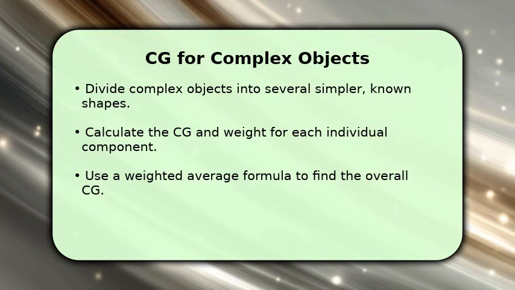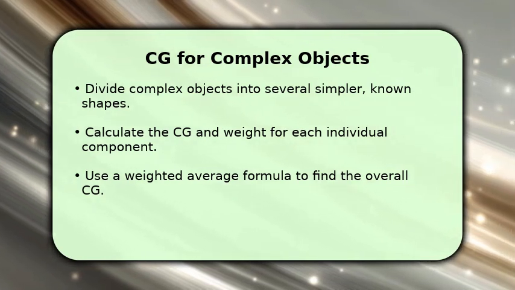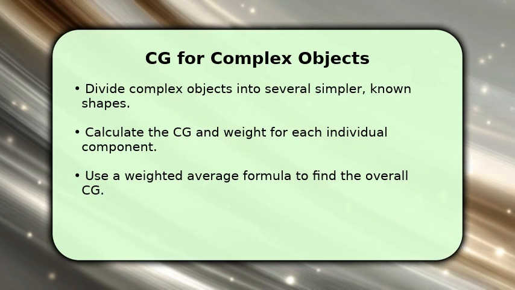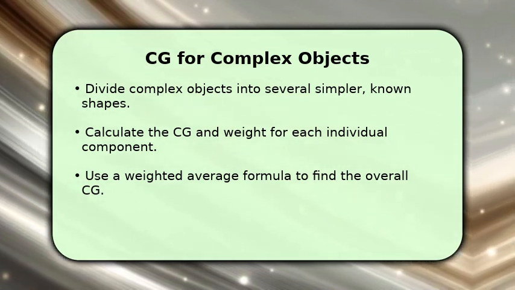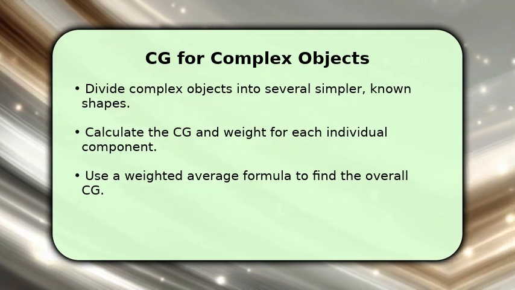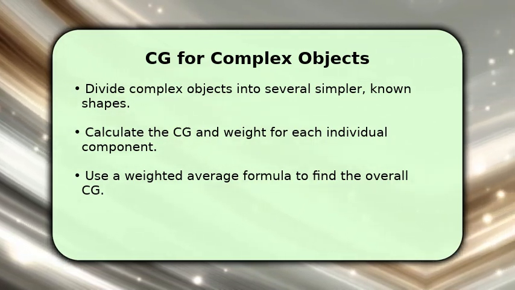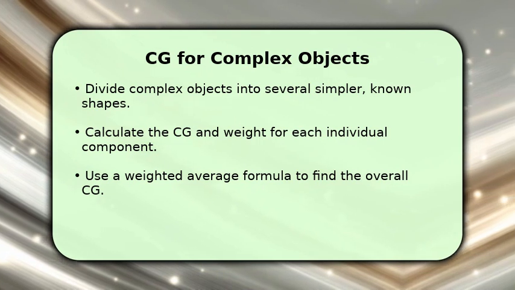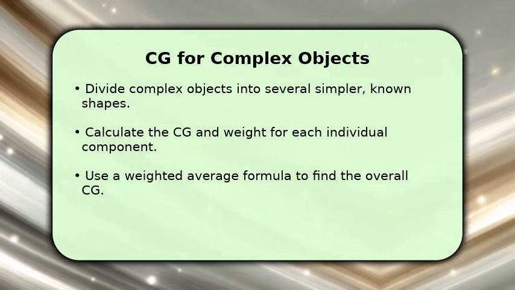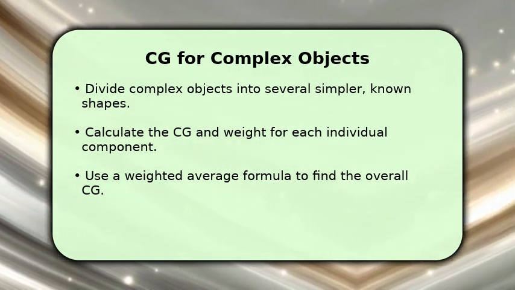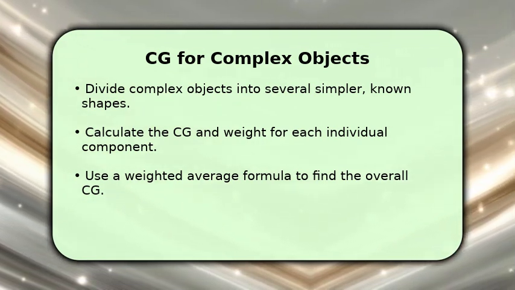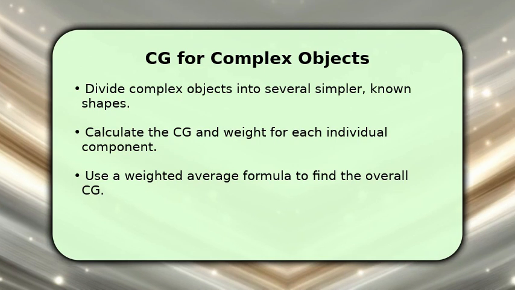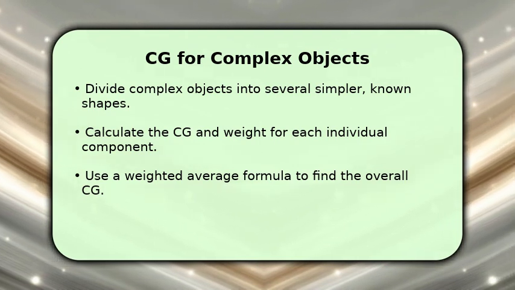When dealing with complex or irregular objects, we use a different approach. The strategy involves breaking the complex object into several simpler, uniform shapes whose individual centers of gravity are easily determined. You then calculate the weight or mass of each component. Finally, you apply a weighted average formula, considering both the individual CGs and their respective weights, to find the overall center of gravity for the entire assembly.